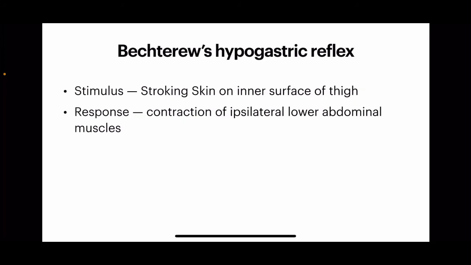There is one more thing that is called Bechterew's hypogastric reflex, where you stroke the skin on the inner surface of the thigh. What happens is contraction of the ipsilateral lower abdominal muscles. So this is what is called Bechterew's hypogastric reflex.